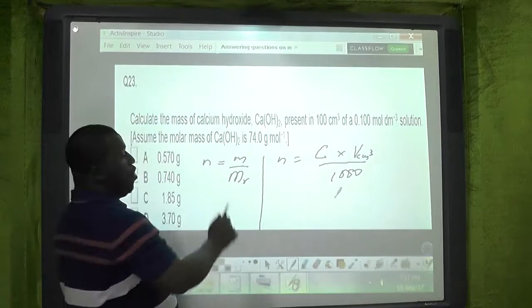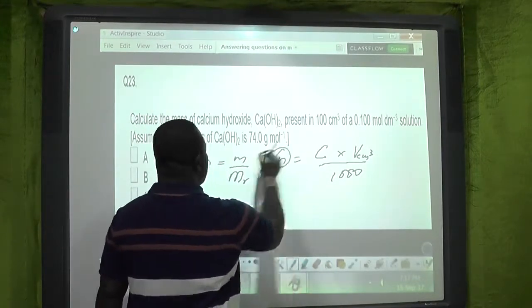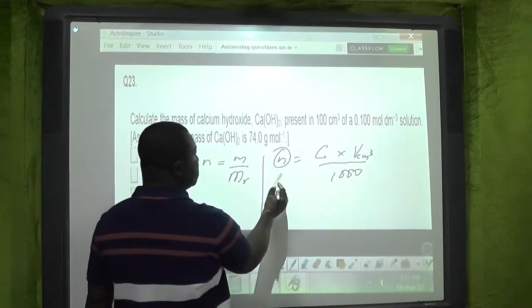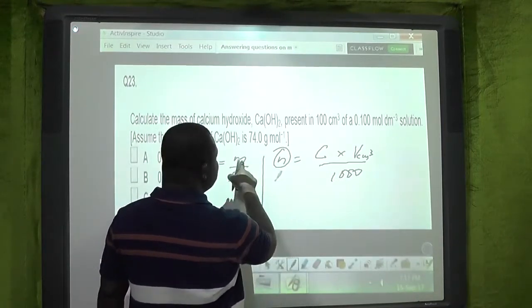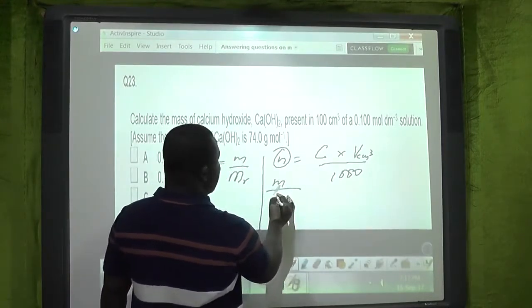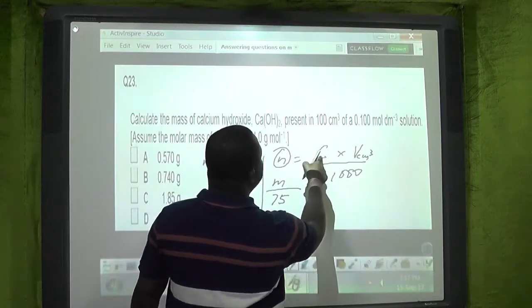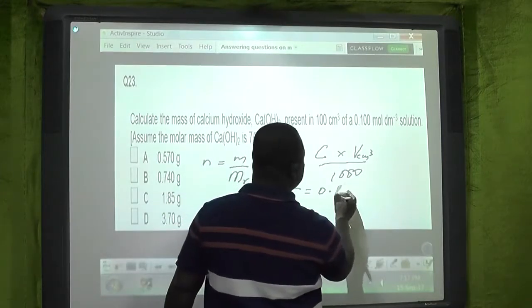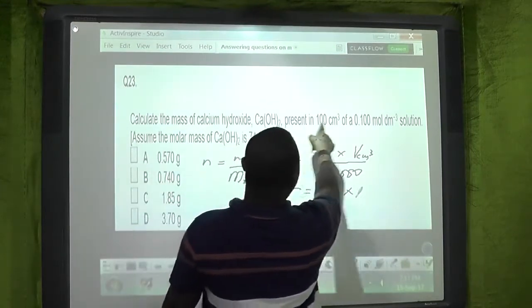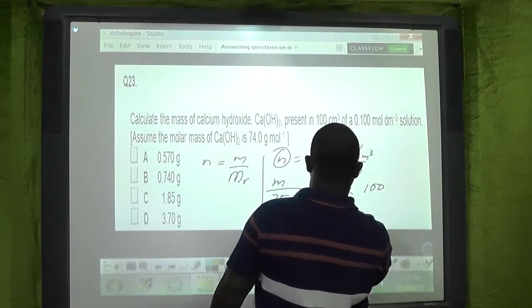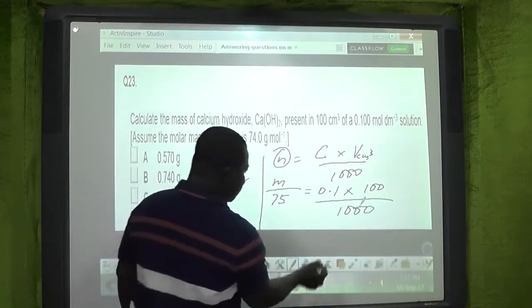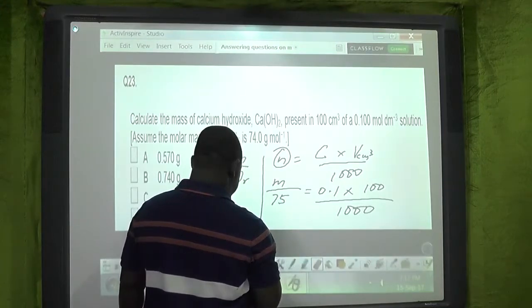Whatever method you know, you use it. Now, when we get this, we place it here, and we know the molar mass, we get our mass, and we can put it directly, and we get our answer. So this gives me, bringing this one here, mass we are looking for, mass divided by Mr, 74, is equal to 0.1 multiplied by volume. Am I giving the volume 100 divided by 1000? So I'm looking for mass. This is 74. That's 74.